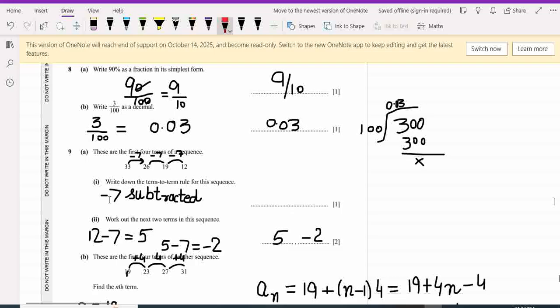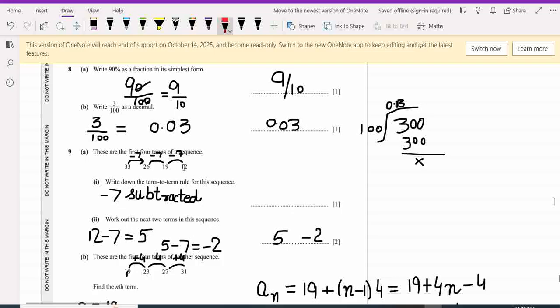So the rule is that 7 is subtracted, or -7 is added. So the rule here is 7 is subtracted. As you write, put 7 is subtracted, or as you write, -7 is added. This is not minus, this is just a dash here. So 7 is subtracted. Next, write down the next two terms.